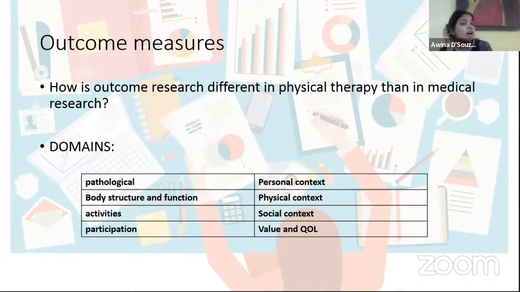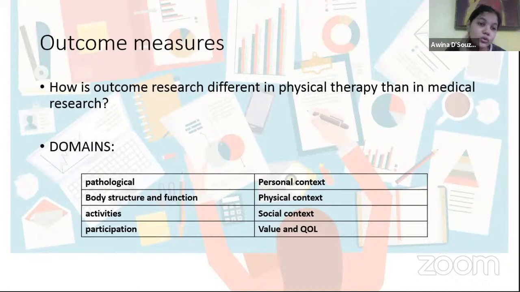Okay, so how is an outcome measure different in physical therapy than in medical research? In physical therapy, a lot of concepts overlap, so it's a little more difficult. Plus, there's a lot of work involved when you go to a physical therapist. It's more based on the social level.